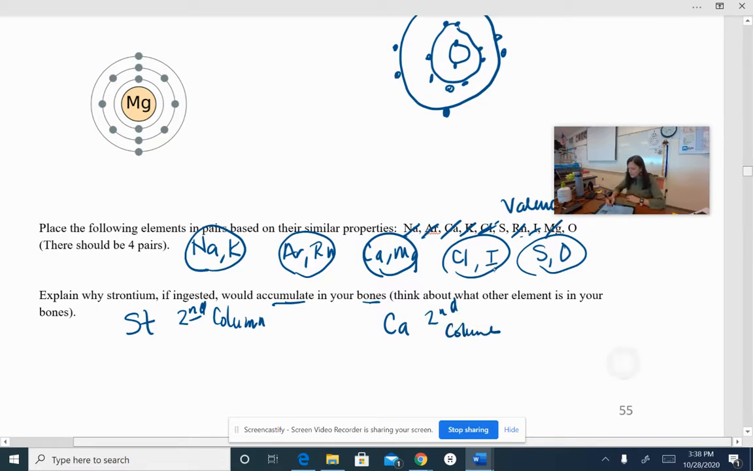Didn't I say that everything in the same column would have very similar properties, both chemically and physically? So if calcium is what makes up our bones, do you think strontium would be able to replace calcium in our bones because it also is in the second column? It would be. And we can actually use strontium to trace a lot of nuclear exposure in people's bones if they've been in nuclear fallout areas, because that will pick up into their bones.